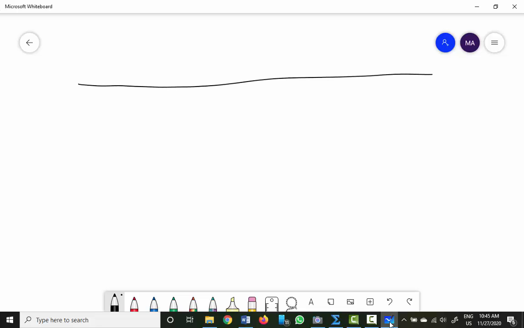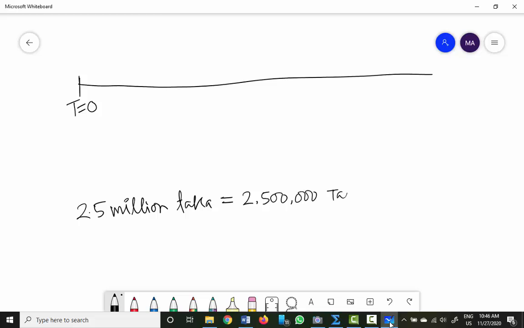So suppose this is the time diagram. So today is period 0. You have borrowed 2.5 million taka, which is 25 lakh taka or 2,500,000 taka. Right. So that means you have borrowed this amount of money today.